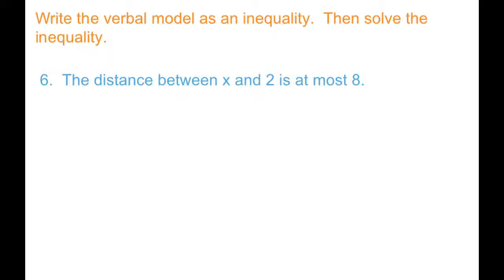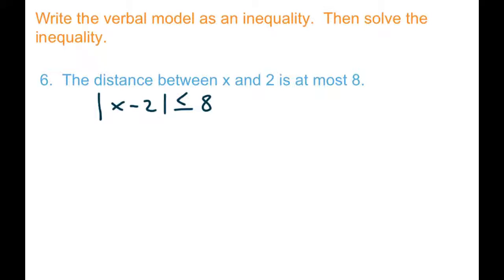Alright, so write the verbal model as an inequality, then solve the inequality. So the distance between x and 2 is at most 8. So I know these are absolute value sign problems, and distance means I'm subtracting. So x minus 2. At most, well, what inequality symbol would that be? Well, if it can't be more than 8, but it could be equal to 8, then at most must be less than or equal to 8.